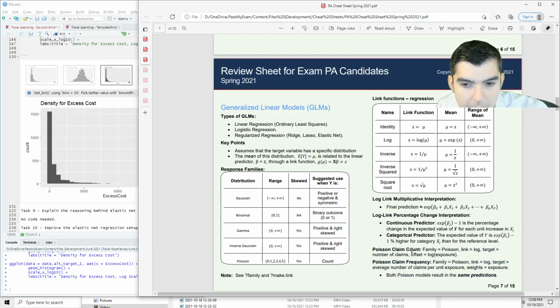So a Poisson claim count is family Poisson, link log, target number of claims. If there are 0 claims, then that's just equal to 0. And then the Poisson claim frequency. We're not talking about claims here. We're talking about stays, so this is the number of nights that they would stay, and this is the amount of the cost for each stay. Just like you have claim cost, different claims can cost a different amount. You stay in different days, and you can charge the hotel or the flight different amounts.